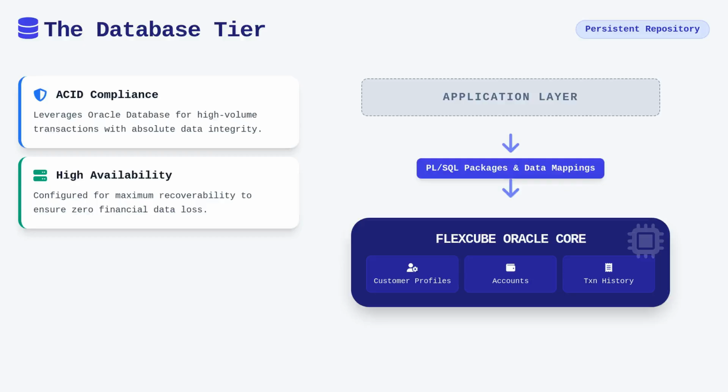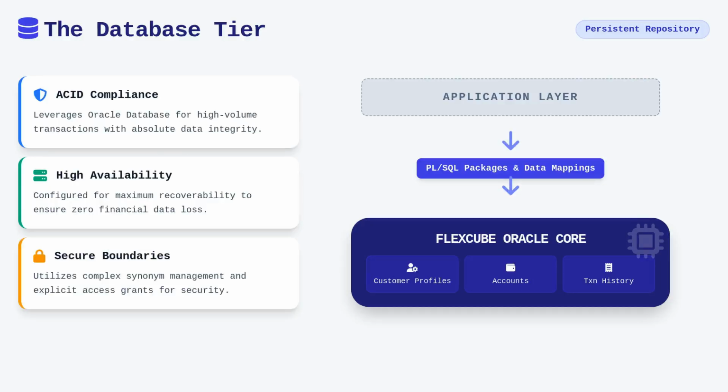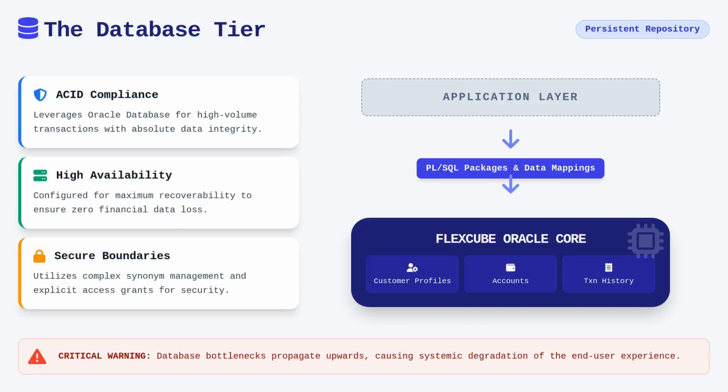We often see complex synonym management and explicit access grants here to maintain a secure boundary between different modules. Ensuring the efficient mapping of these components is vital, as any bottleneck at the database level will propagate upwards and significantly degrade the end-user experience across the entire system.